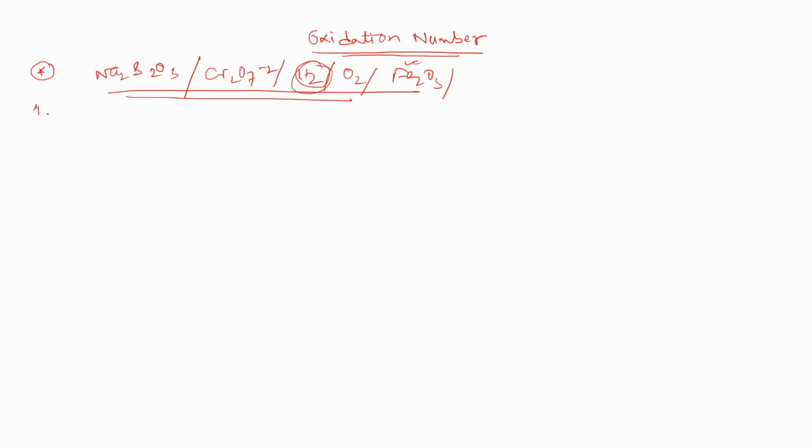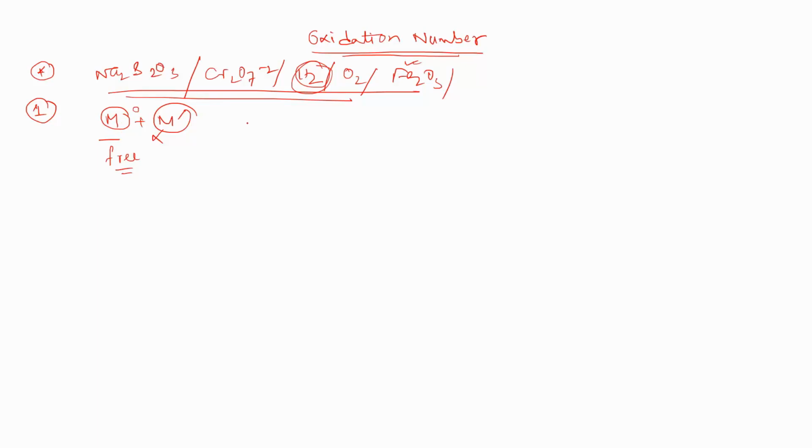The rule number 1 is that for a free and uncombined atom or element, suppose M, which is not attached to another M, it is free. Then the oxidation number of this atom or element will be 0.